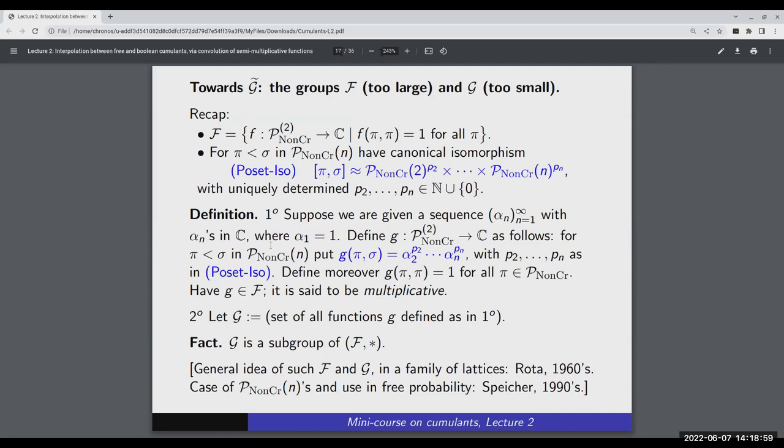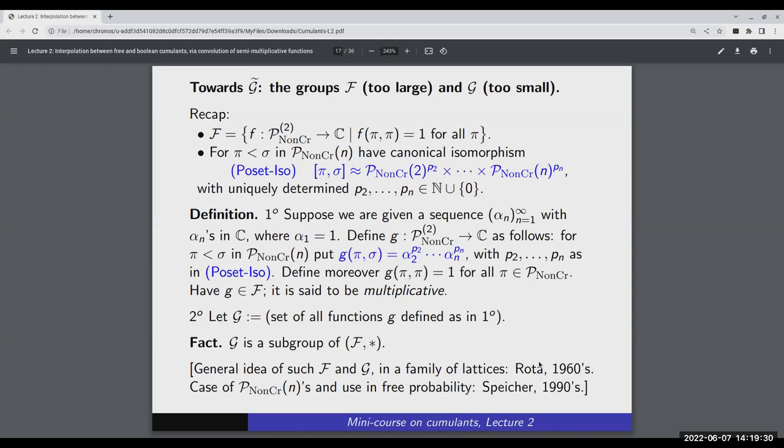Yes, alpha one has to be one, because in these factorizations we don't put P non-crossing of one, because that's a poset with one element, and you cannot determine to what power it appears there. Okay, so alpha 1 is 1, and then alpha 2, alpha 3 are given to you, and using them you define a function. This is a multiplicative function, and they form a subgroup.